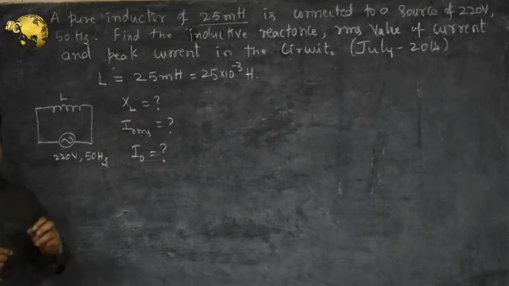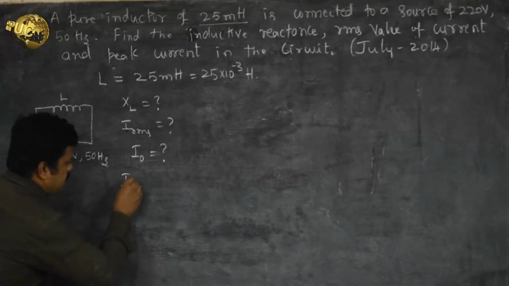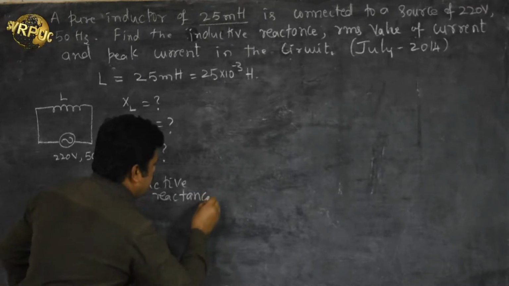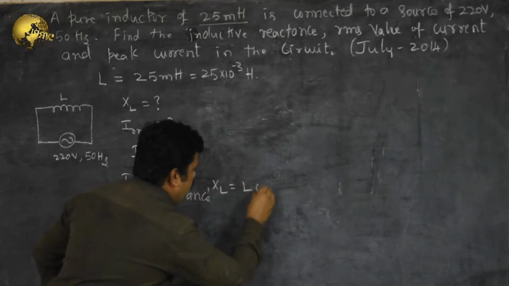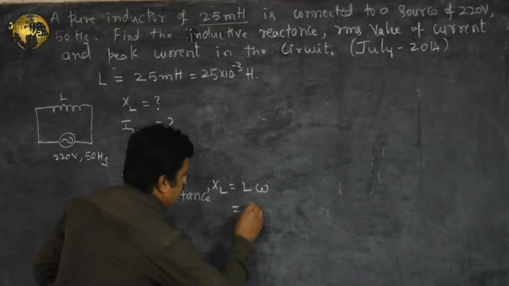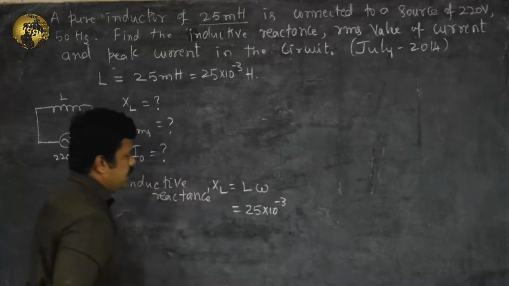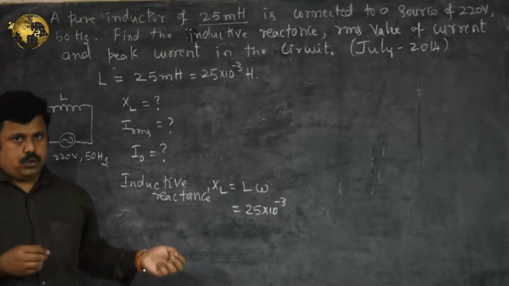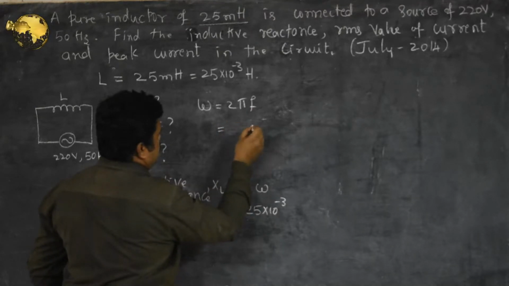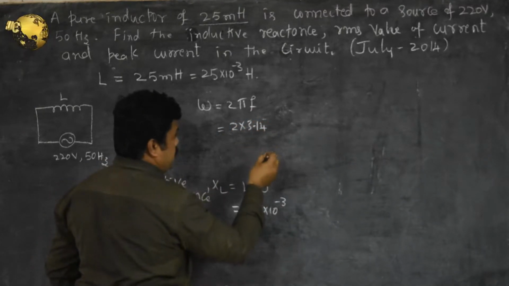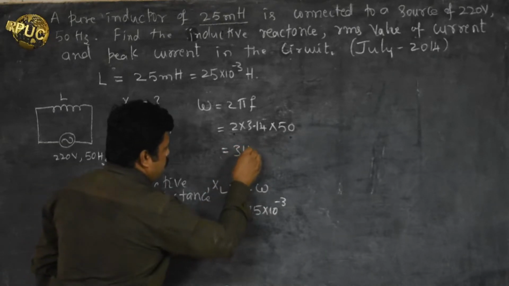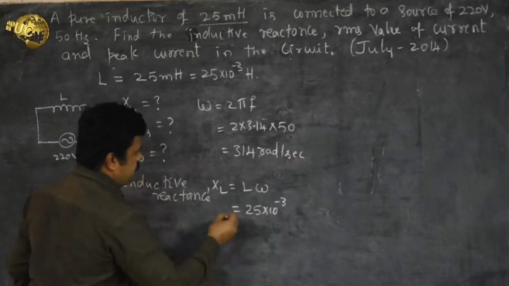So XL, the inductive reactance, we have a formula. XL is equal to L omega. L is given as 25 into 10 to the power minus 3. Omega is 2 pi f, so omega is equal to 2 pi f. That is 2 into 3.14, or 22 by 7, into f, that is 50. So 2 into 50 is 100, into 3.14, that is 314 per second. I substitute the value here.